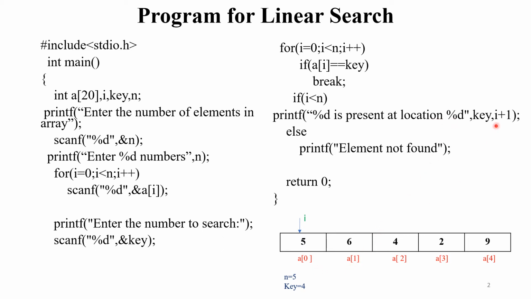Why do we use i plus 1 here? Because counting 1, 2, 3, the user location is 3 but the array index is 2. If the element is not present in the whole array, then print element is not found.